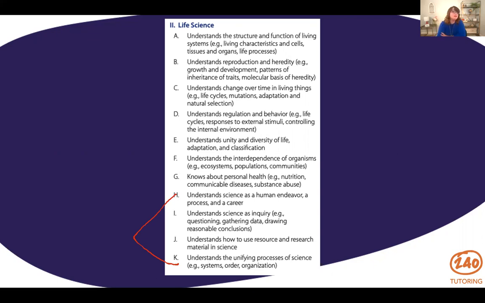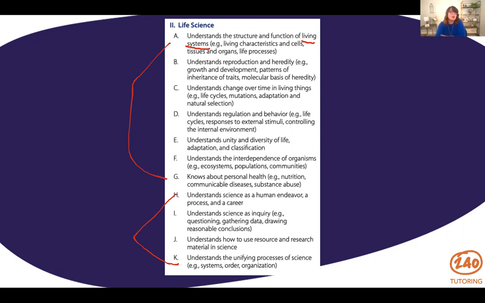Now, we're going to look today at these that are really specific to life science. So let's talk about these really quickly. This first one is understands the structure and functions of living systems. So those are your key words right there, living systems. So you're looking at living characteristics in cells, tissues, and organs, and life processes. Then part B is reproduction and heredity. So looking at all the things that have to do with the reproduction and heredity aspect of life science. So looking at chromosomes and DNA and all of that stuff, that's part of the standard.